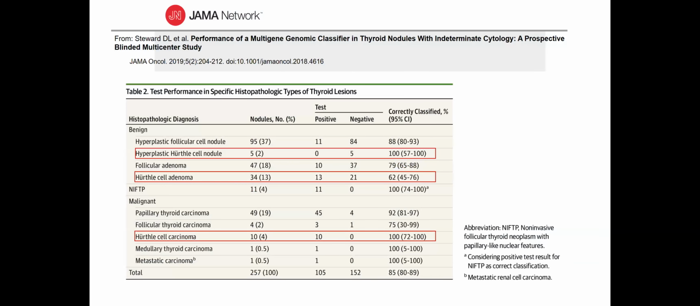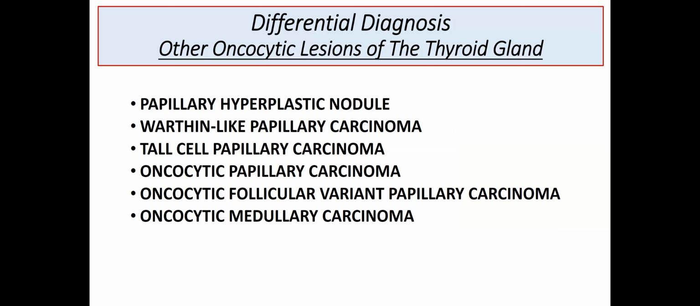This is another test, which is called ThyroSeq. It's instituted by the UPMC, or University of Pittsburgh. And you can see it really differentiates very nicely between a Hürthle cell or oncocytic adenoma or oncocytic benign nodule versus Hürthle cell carcinoma. So the molecular tests can help.